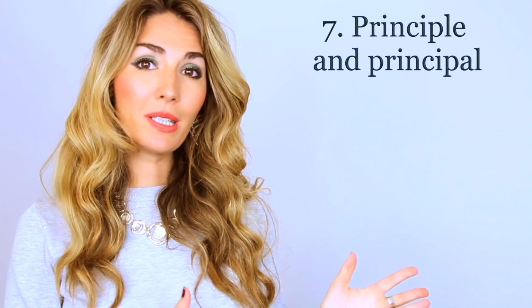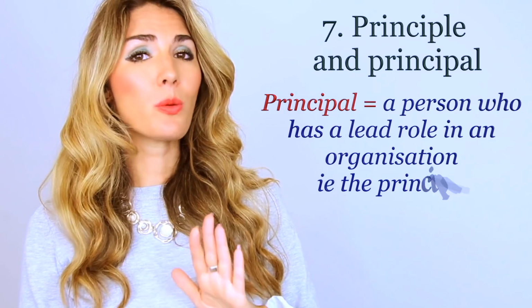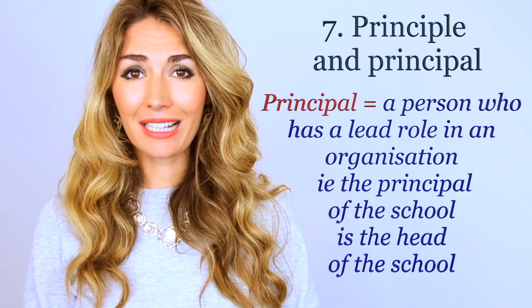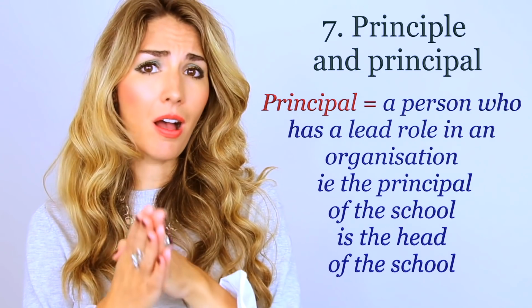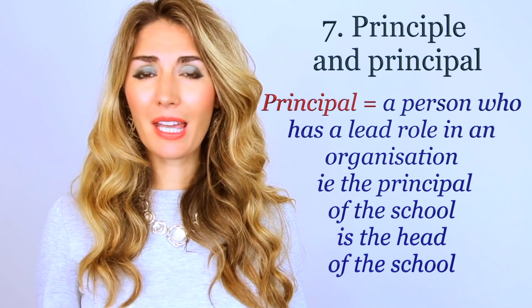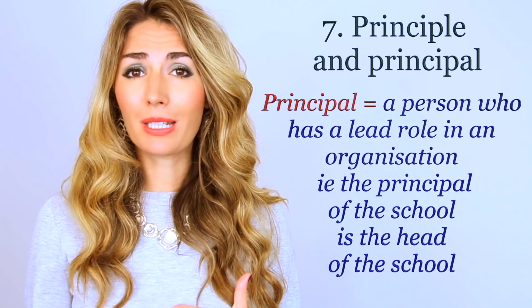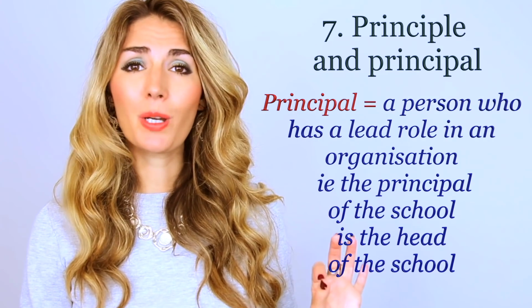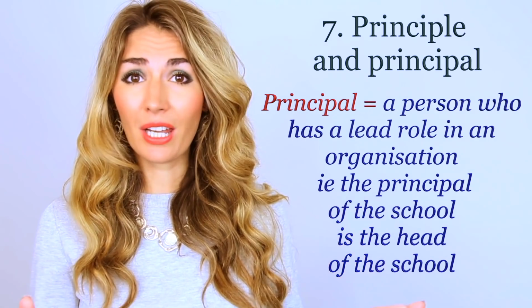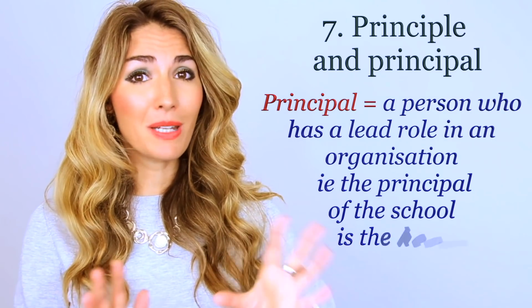Number 7 is principal and principle. Again, they are homophones. And principal, spelt with A-L, means a very important person, a lead role, someone in a high position. So we might say the principal actor in the play, and this would mean the most important actor. However, very commonly, principal is used to talk about the head of a school or the head of a college, the college principal, like a headmaster or a headmistress.